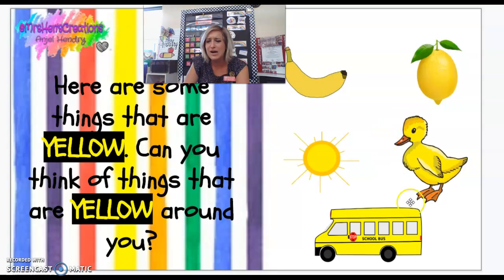Ooh, baby ducks. They're so cute. They're yellow. And school buses are yellow. All right. You need to look at things around your house and show mom and dad some things that are yellow, or maybe some toys that you have that are yellow.